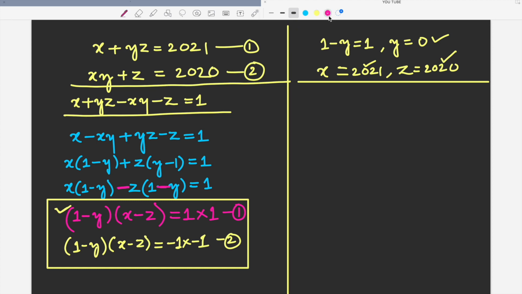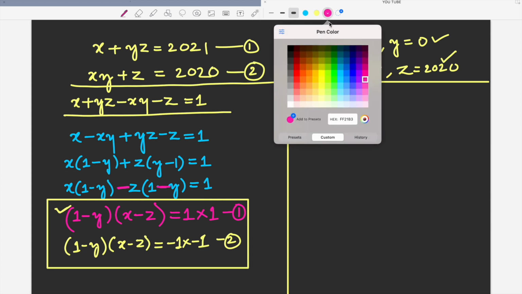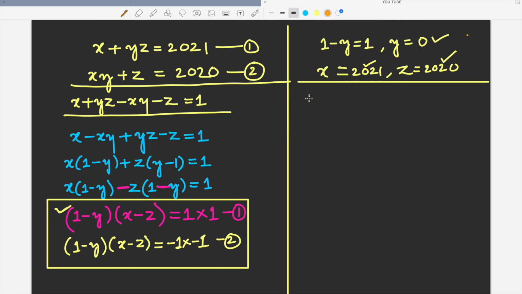So we'll go for the next solution. We solve for the next solution. We'll take the negative one, right? So negative, how should we take it? That is 1 minus y equals negative 1. That means y equals 2.